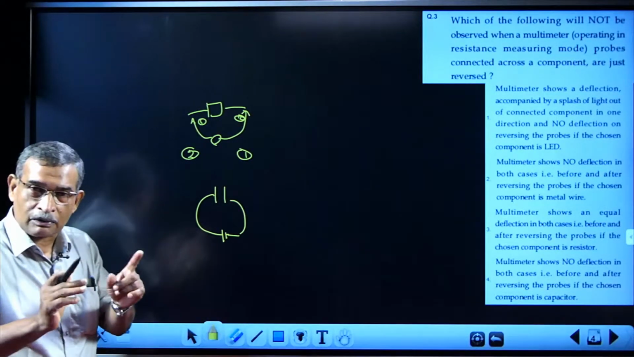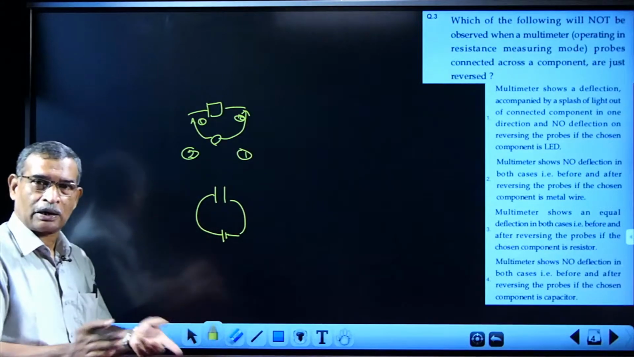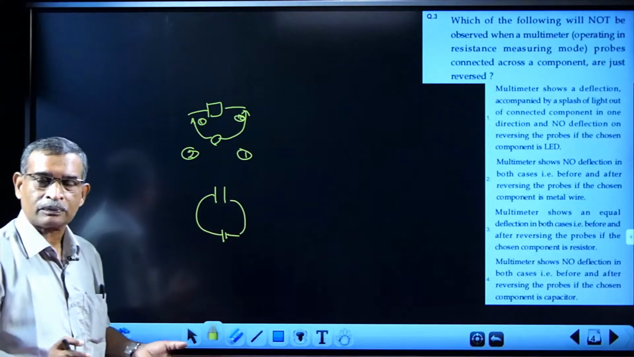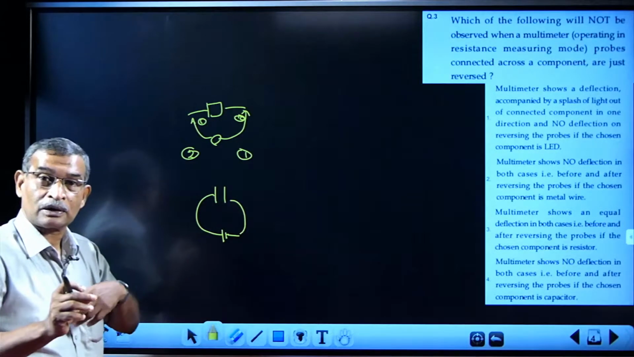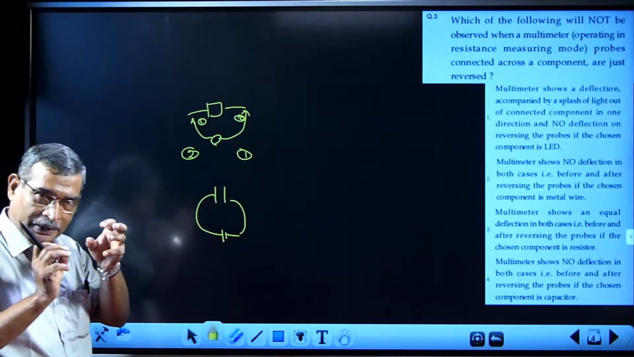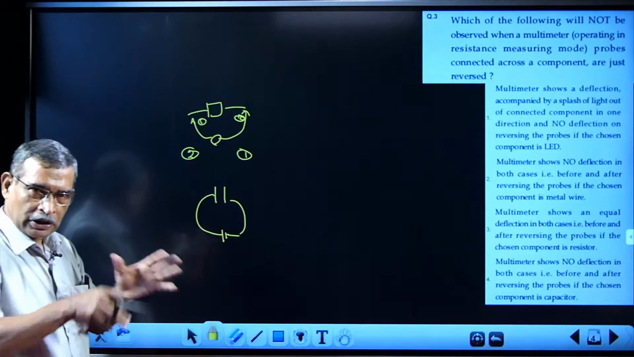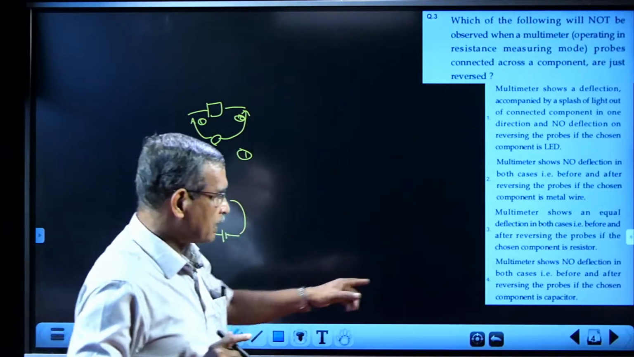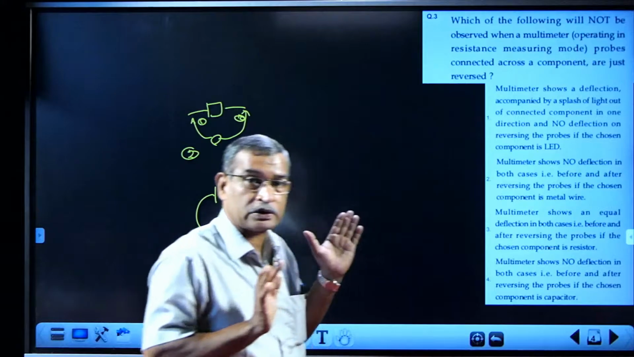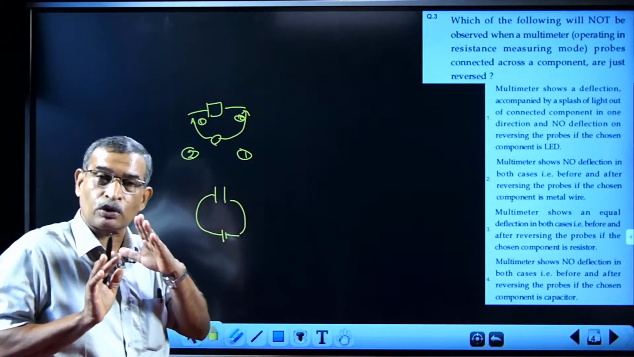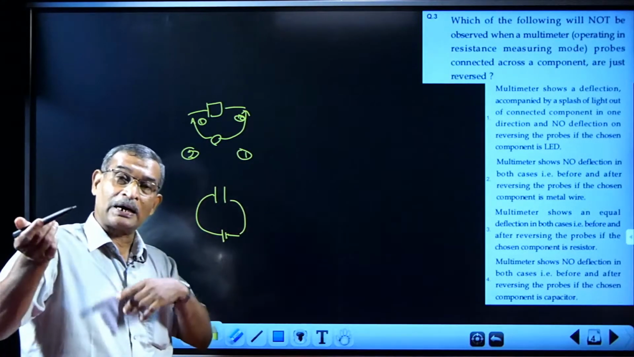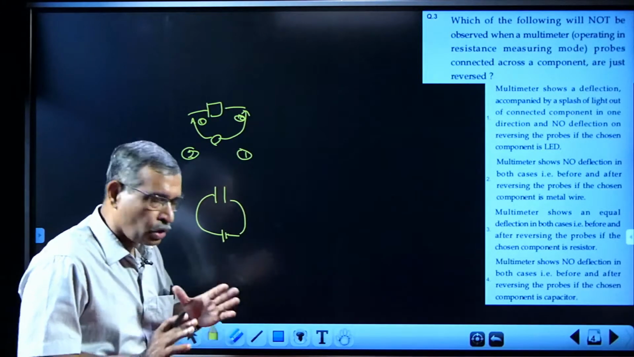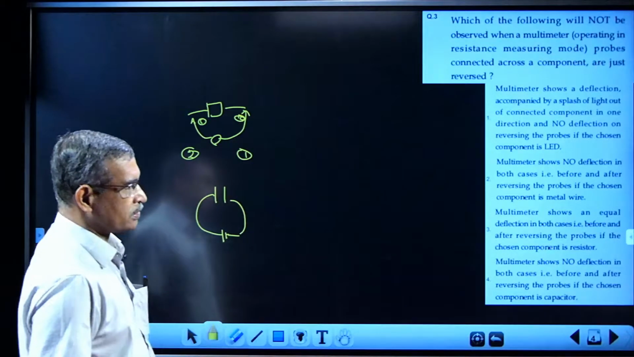Whether we change the terminal or not, the capacitor will get charged and attain the maximum charge. Until then there will be current in the circuit, and therefore there will be deflection. But the problem says the multimeter shows no deflection. That is wrong. The multimeter will show no deflection only when steady state is attained. Up to that there will be deflection. Therefore the fourth option is wrong. All the other options are correct.